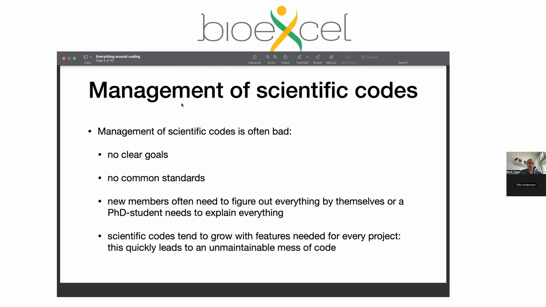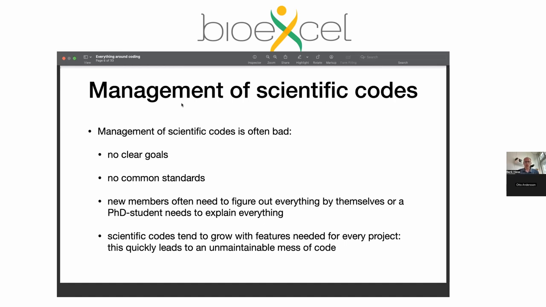Additionally, scientific codes tend to grow with the number of features needed for every project. If you put in every feature needed for every project, you quickly get an unmaintainable mess of code. I've seen this happen to many other codes, and Gromacs has had some of this. So it's very beneficial if you can throw out code, because code is a liability. It can have bugs and needs to be maintained. So it's good to have a selection and a priority, but for that you need some goals of the project and where you want to go, to be able to decide what you want in the code and what you might want to exclude or throw out.